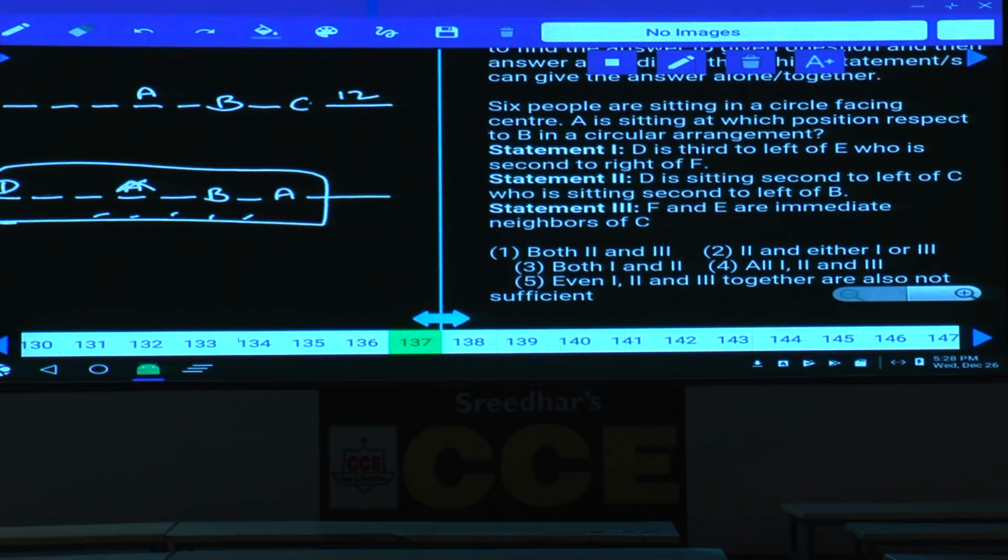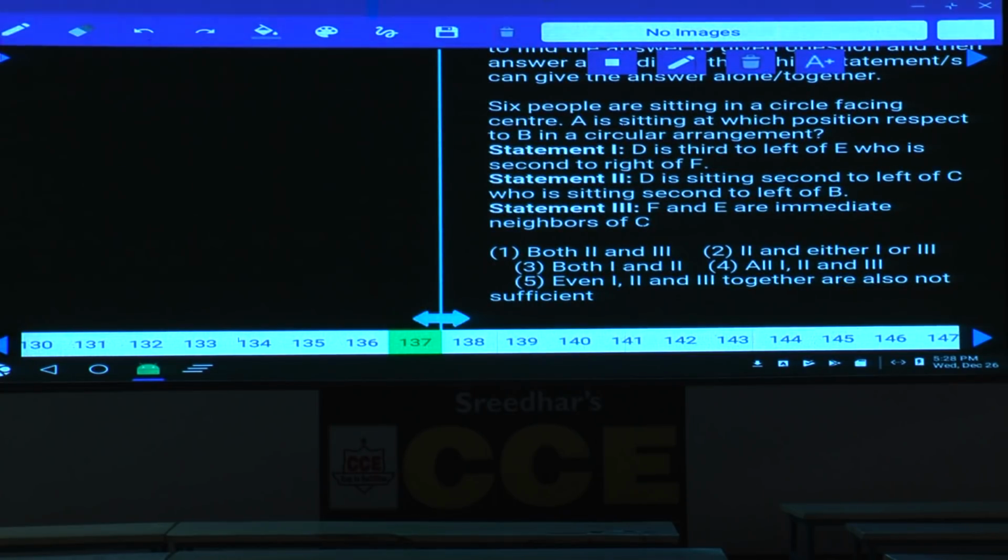Then question number 137. Now in this 137, 6 people are seated around a circular table. 1, 2, 3, 4, 5, 6 are seated around a circular table. A is seated in which position with respect to B? Now we need to find out the position of A with respect to B.